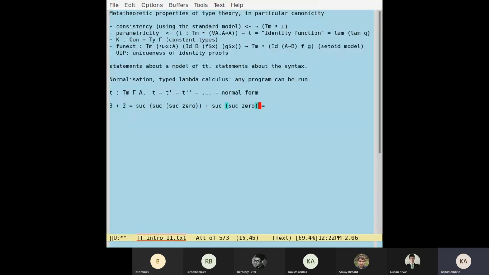Now plus is usually defined using the recursion principle of natural numbers, and it's defined by recursion on the first argument. So basically it's this thing, and now you can use the computation rule. This is the case for 0, this is the case for successor, and this is the argument that we recurse on. So this is the recursive definition here.